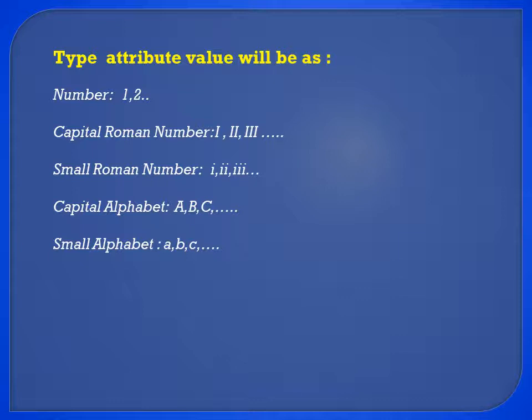In between, if you want to start the list, suppose we want to start the numbering from 5, then we have to write type equals 5. Like that, from whichever number or alphabet you want to start, we have to specify that as an attribute value for the attribute type. So this is about the ordered list.